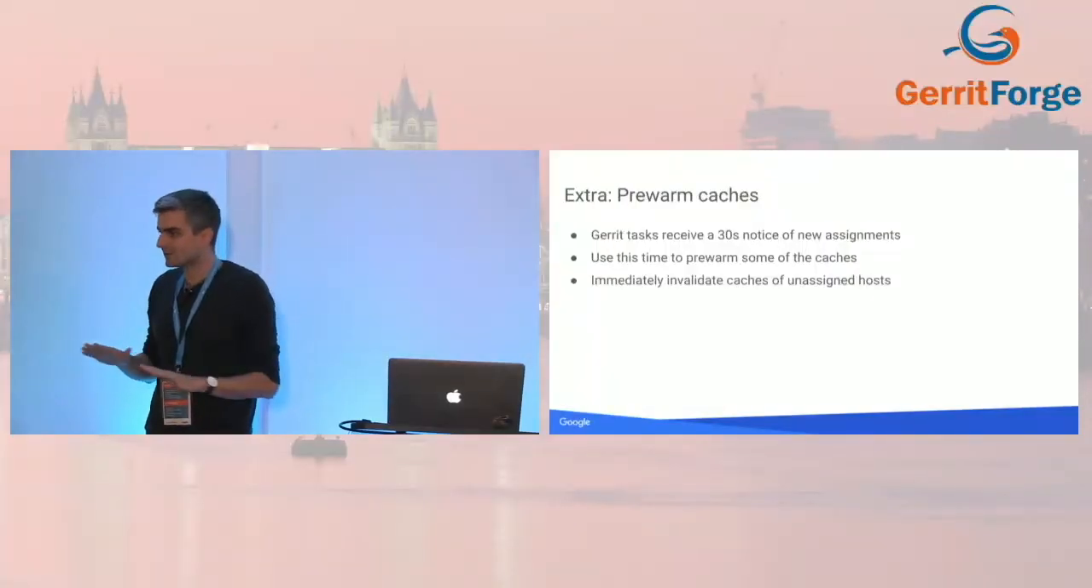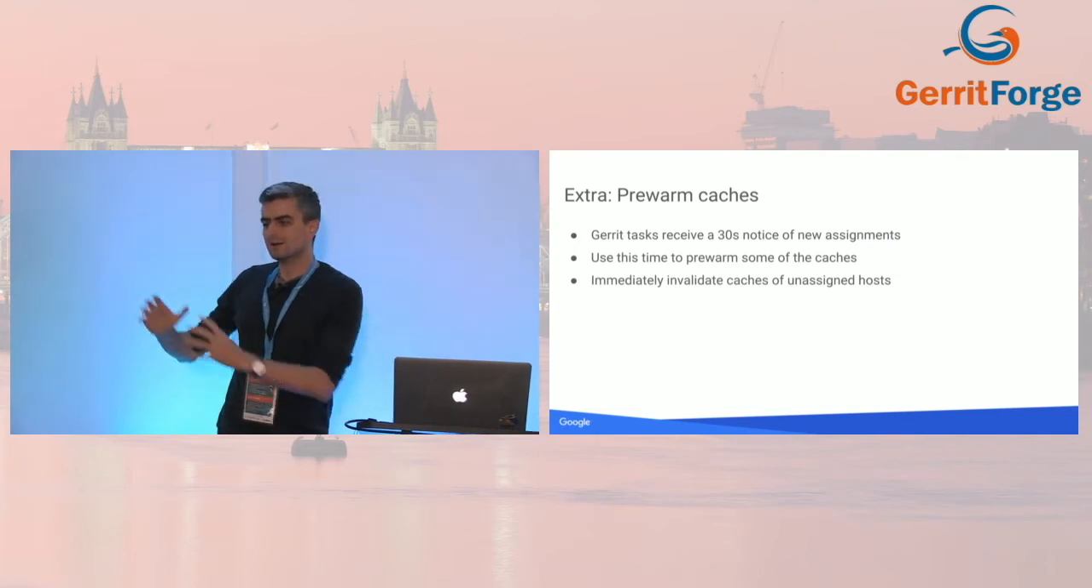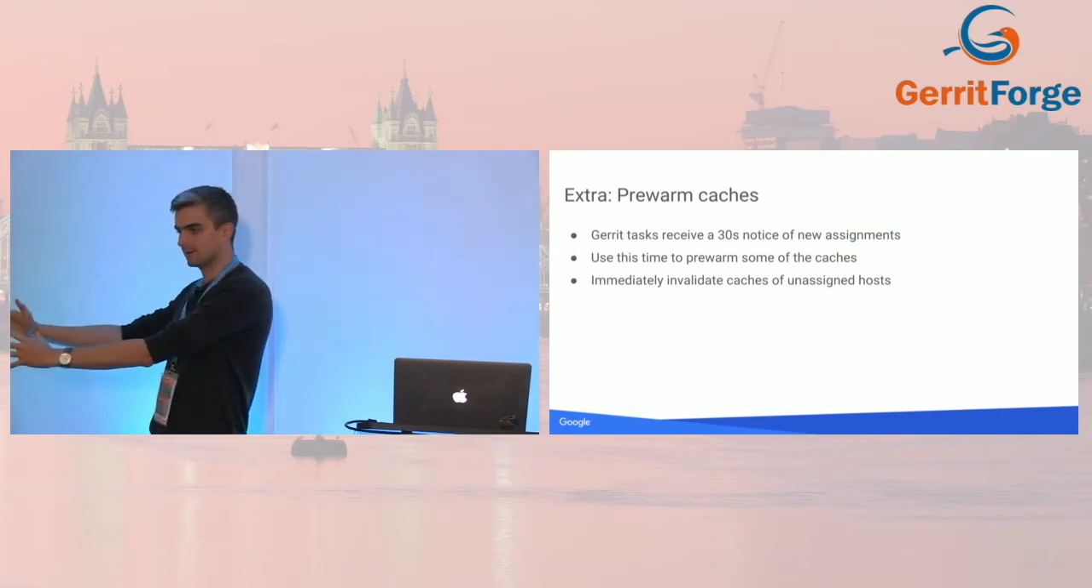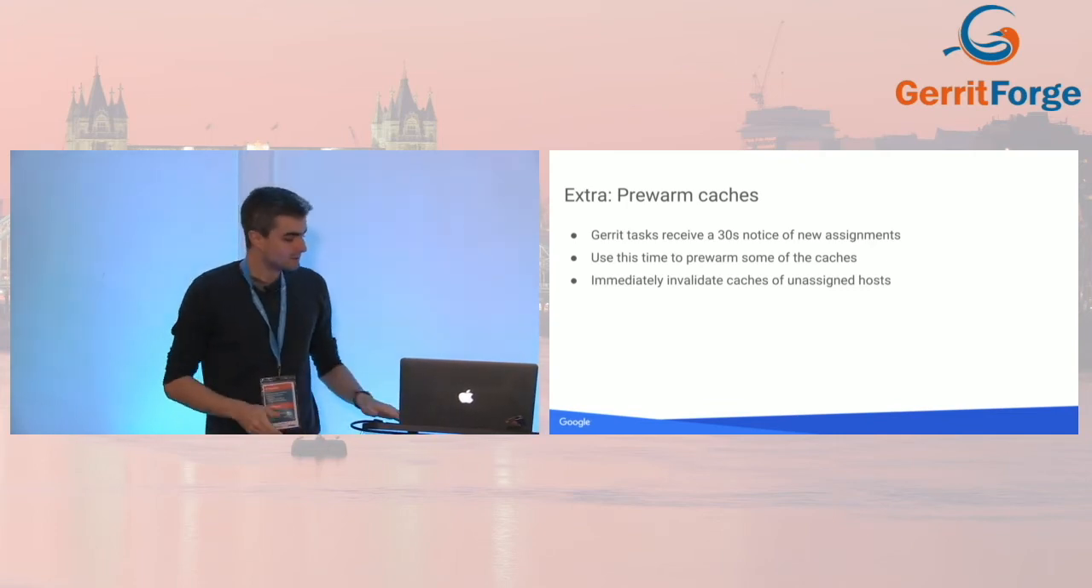That is especially nice if you restart your tasks, because when a task restarts, all its caches are gone, right? Complete memory is flushed. And when it comes up, the load balancer says, hey, this is the list of hosts you are going to handle. And you can just take that and pre-warm all of the caches to reduce latency, basically.